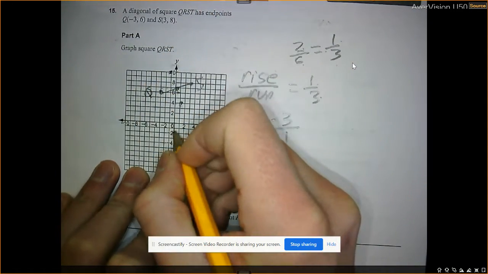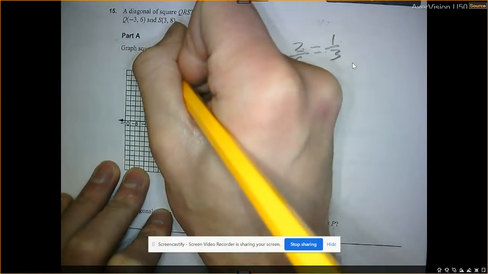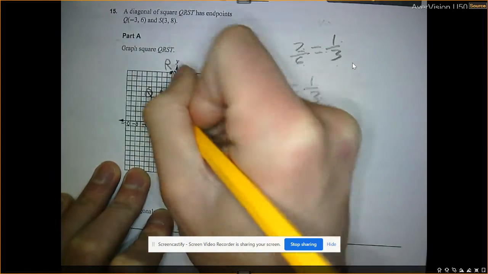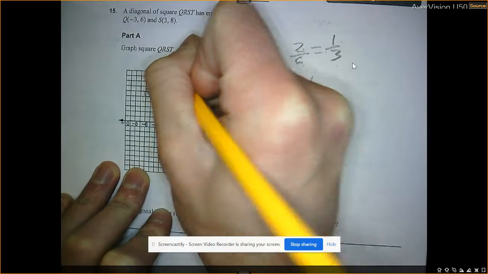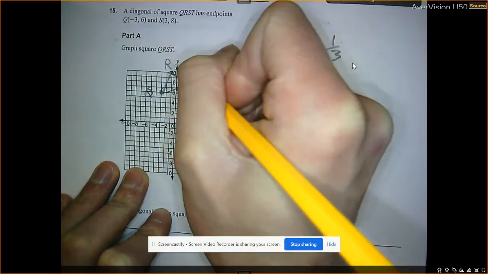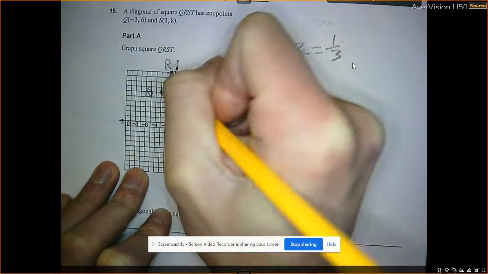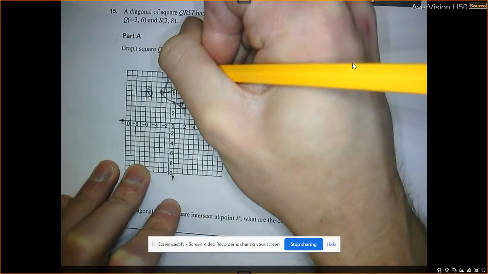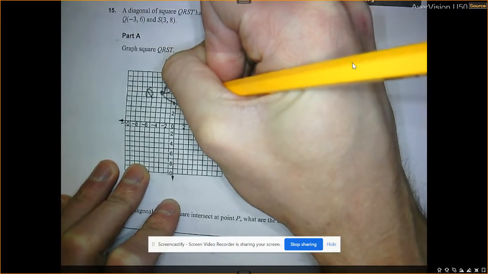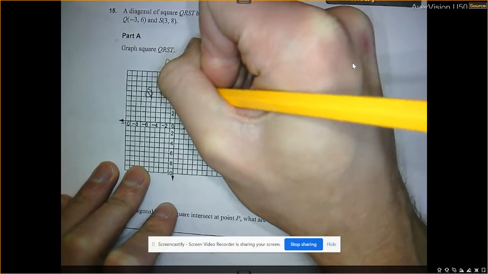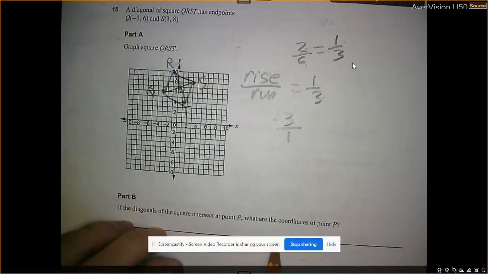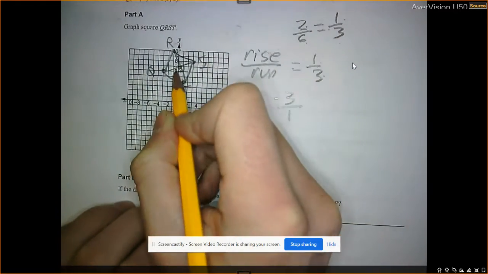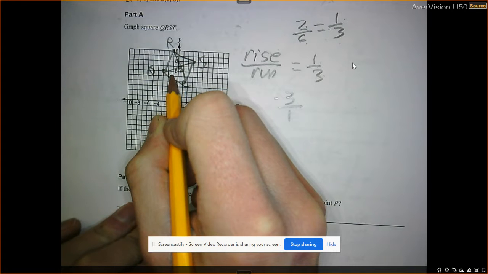Okay, and if this is Q and S, let's call this R, and let's call this T. Okay, and then you can connect your dots to see your square here. Okay, and if we were to draw in our diagonals, here's where they cross, right here. And that's what this is asking down here in part B, the point that they cross, that center point.